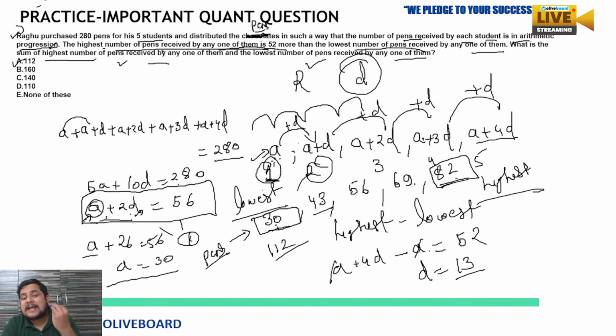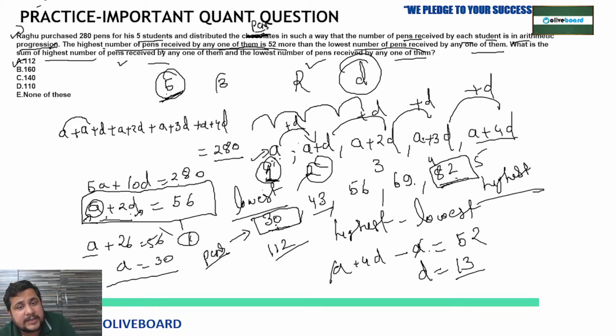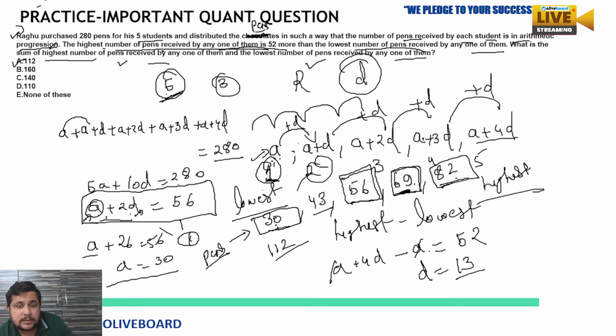They can even ask you what the average is. When the total number of persons is an odd number, just take the middle value. So the middle number would be the third. The third quantity is 56. So 30 is the lowest, the second is 43, the third is 56, then you can go on, and the highest one is 82. So if they ask you for the average, that would be 56. You can directly take the middle value.